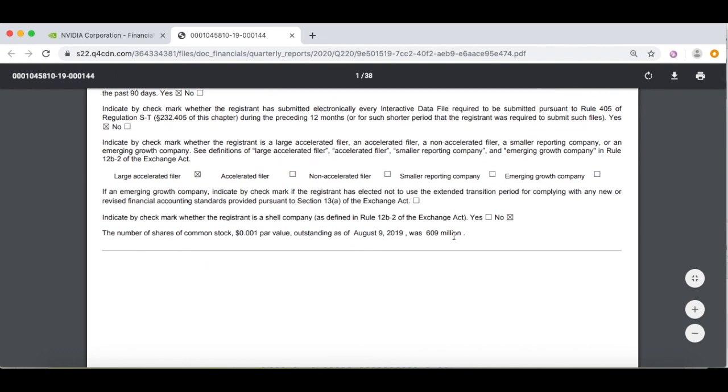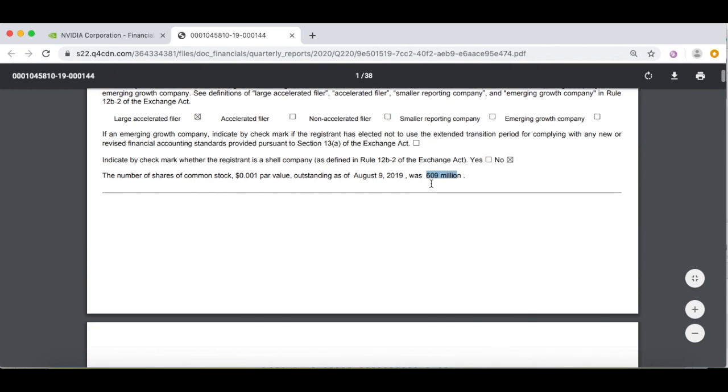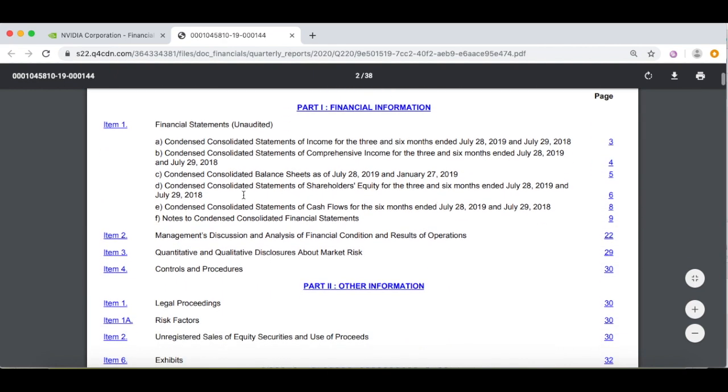And probably the most interesting thing is it shows you that the number of shares outstanding here is 609 million. This is a number you can find buried in the report as well. Not necessarily buried, but it's also in the report. But here it is right at the top, just in case you're looking for that.